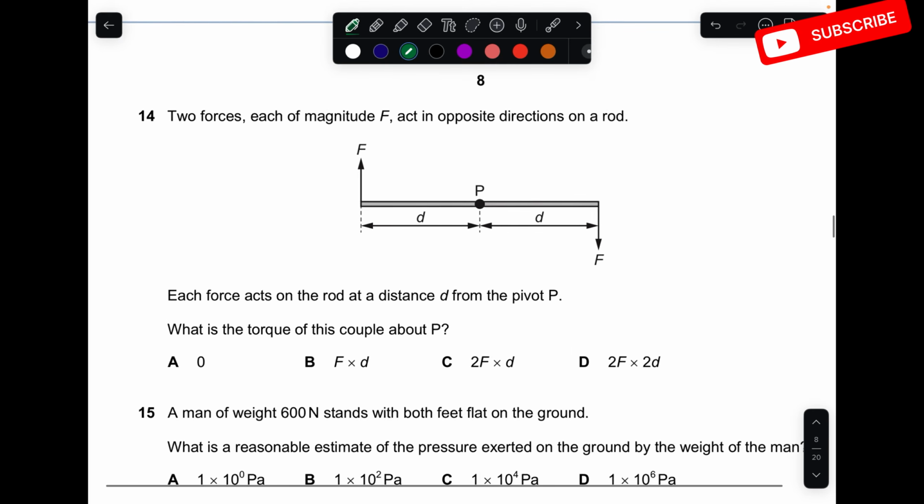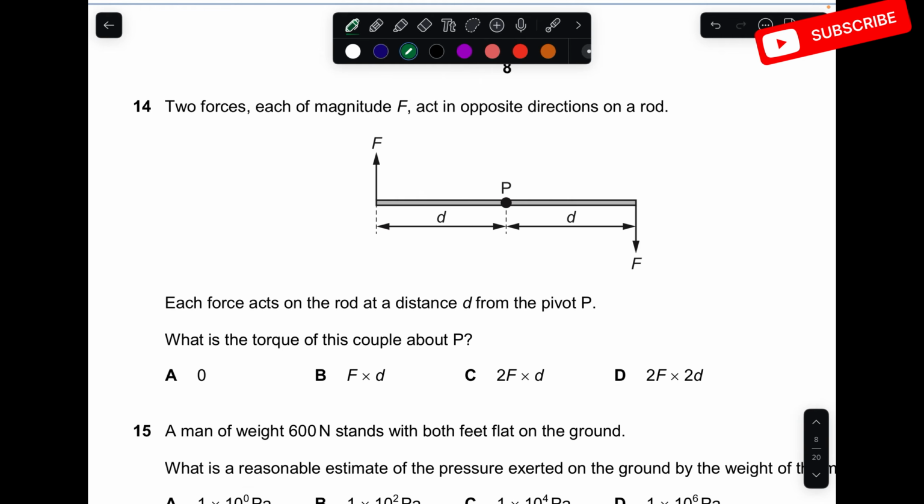Question 14. Two forces, each of magnitude F, act in opposite directions on a rod. Each force acts on the rod at a distance d from the pivot P. What is the torque of this couple? Torque is simply the force multiplied by the distance between the two forces. The distance is 2d, so it will be F into 2d. It can be written as 2Fd as well. Okay, so this is the option.